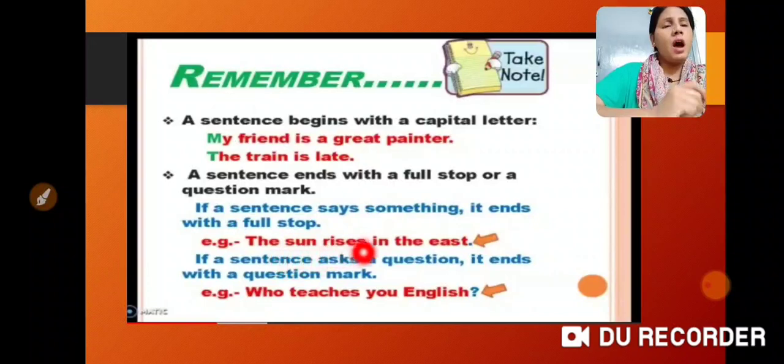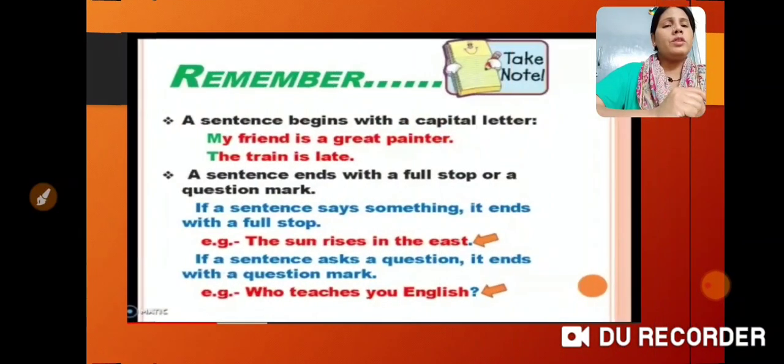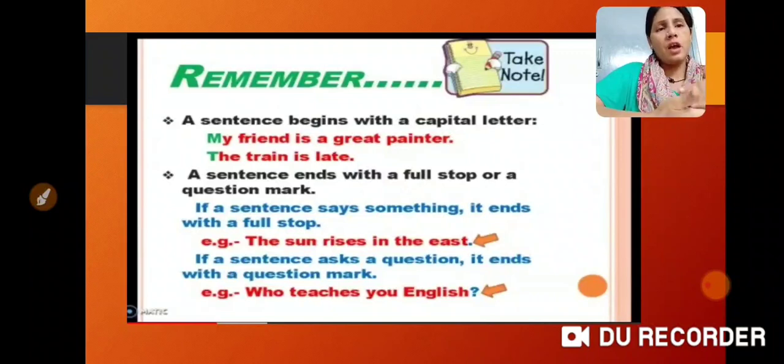Then if a sentence asks a question, it ends with a question mark. For example, who teaches you English? In this example, the sentence asks a question. That's why this sentence ends with a question mark. So children, you have to keep in mind while writing a sentence that a sentence always begins with a capital letter. Then a sentence ends with a full stop or a question mark or an exclamatory mark.